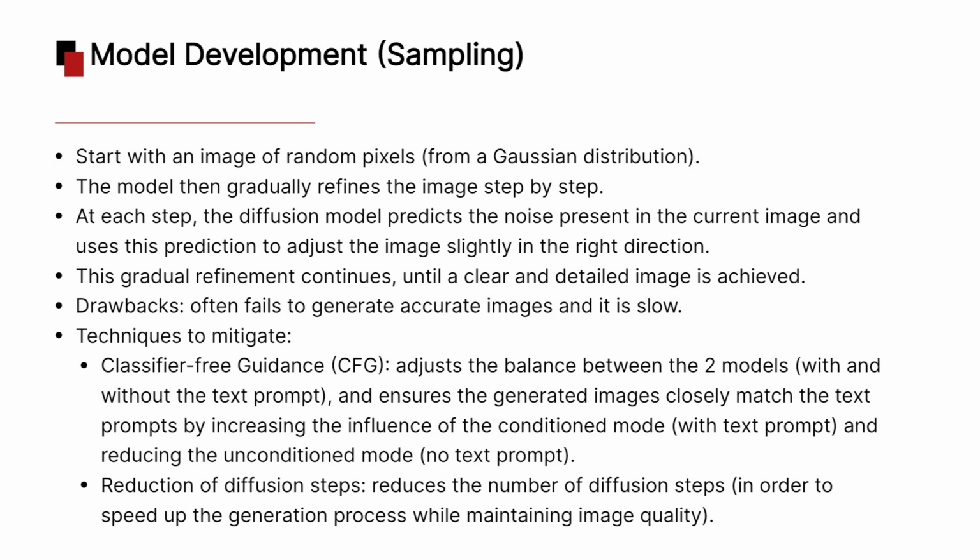In summary, sampling in text-to-image diffusion models is an iterative denoising process starting from random noise, guided by both the learned model and the text prompt, with techniques like CFG and step reduction used to improve quality and efficiency.